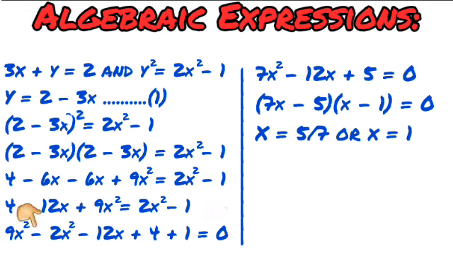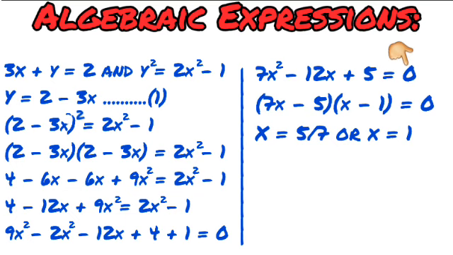Deal with the like terms. Our only like terms there are 9x squared and 2x squared. So 9 minus 2 gives me 7x squared. Then we still have a minus 12x because it has no other like terms. 4 and 1 give me a positive 5, and everything is equal to 0.